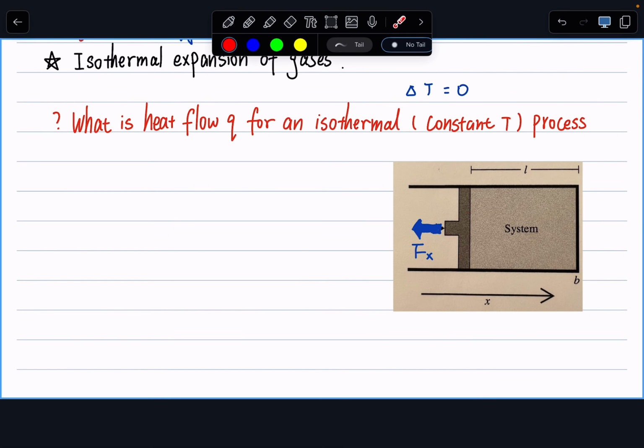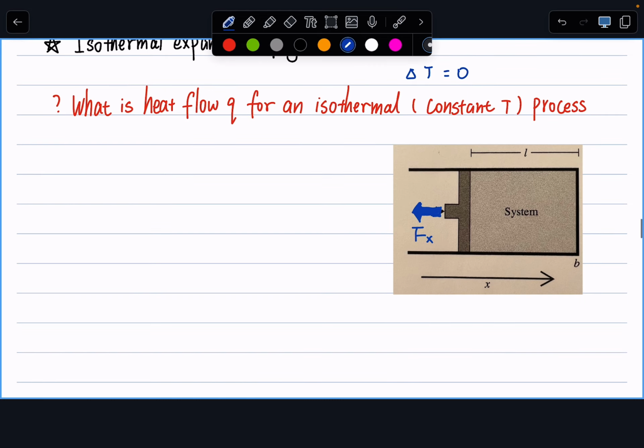Let's imagine this is the isothermal expansion we're talking about. We have some kind of system in there. You can imagine that to be some kind of gas expanding, right? So the gas itself is having a volume increase in that process while the temperature is kept constant.